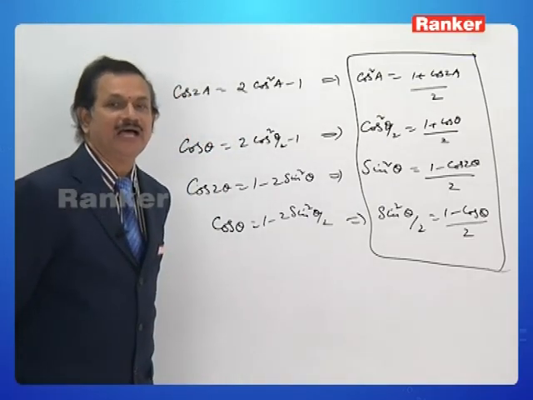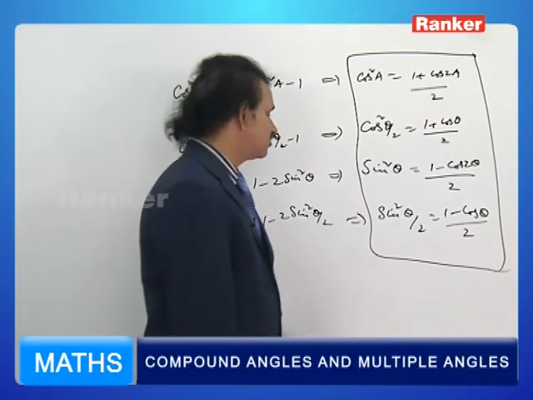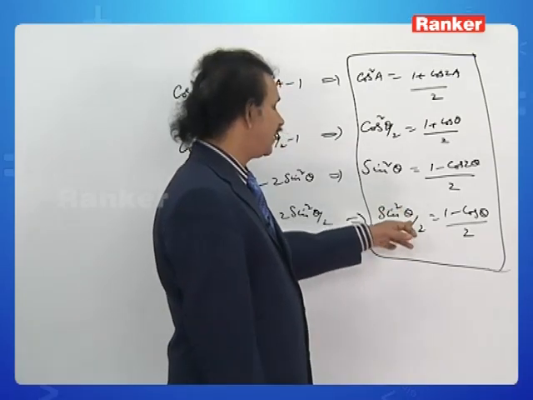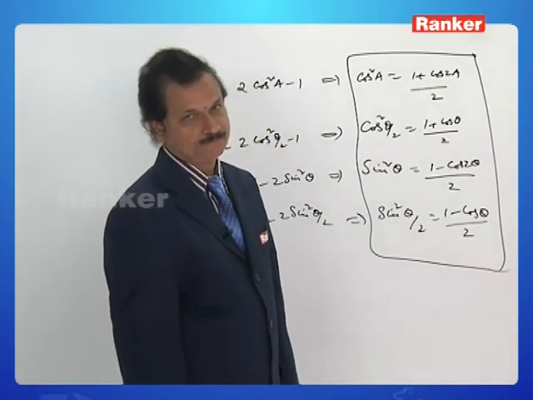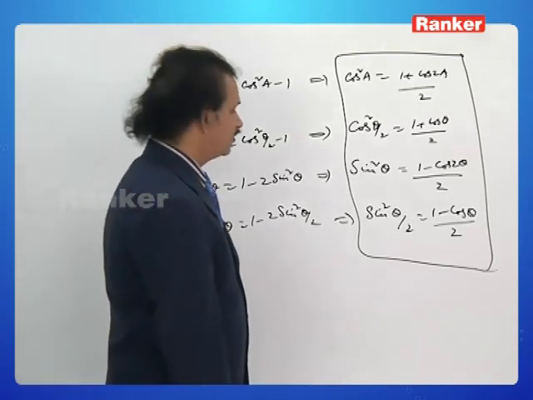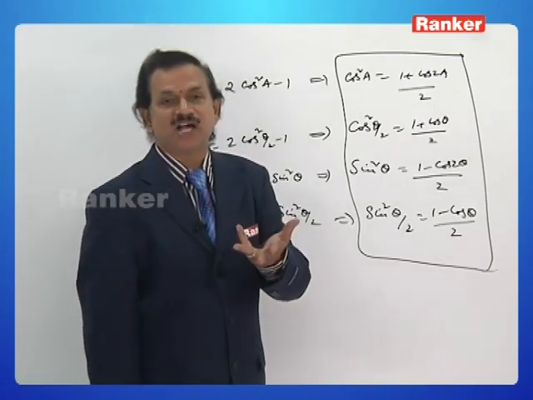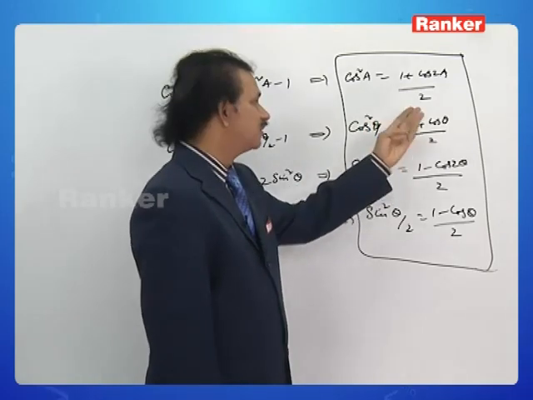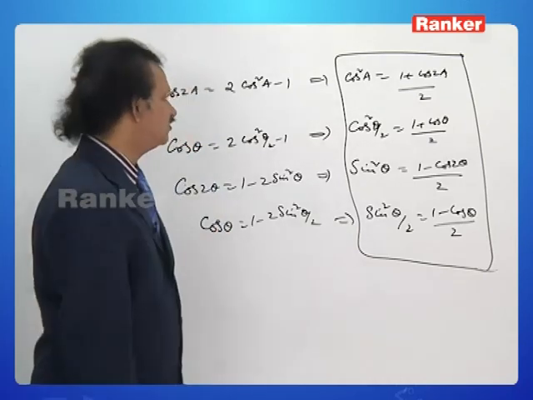Suppose you want to have sine 9 degrees. You place A is equal to 18 here. Sine square 9 degrees is equal to 1 minus cos 18 by 2. You know what is cos 18. Suppose you want to have sine 7.5 degrees. You take theta is equal to 15 here. I would like to calculate cos 7.5 degrees. You put theta is equal to 15 here. 1 plus cos 15 by 2. Like that, you will be able to have the answer, isn't it?